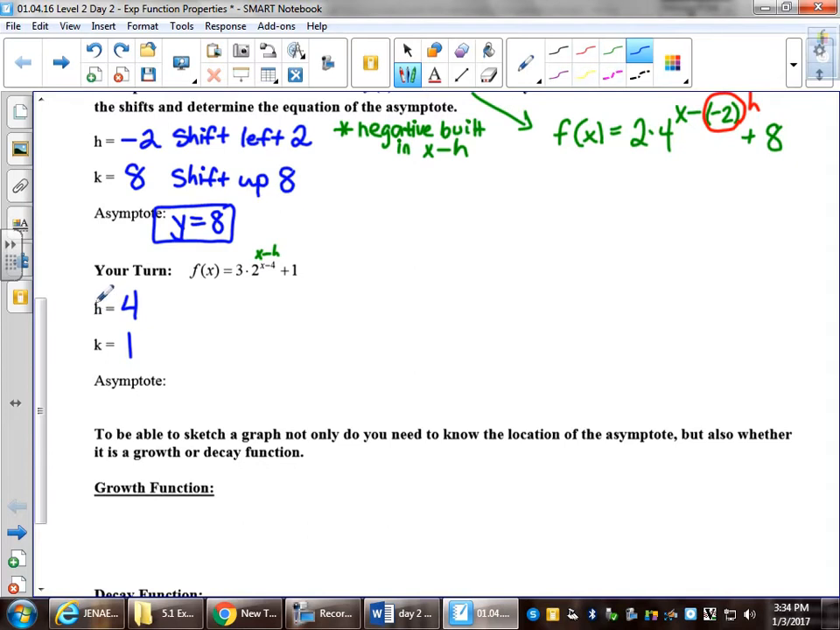H is always a horizontal shift. Positive means to the right. So this is shift right 4. K is vertical. So that means shift up 1. Asymptote comes straight from k. So y equals 1, and we're all done.